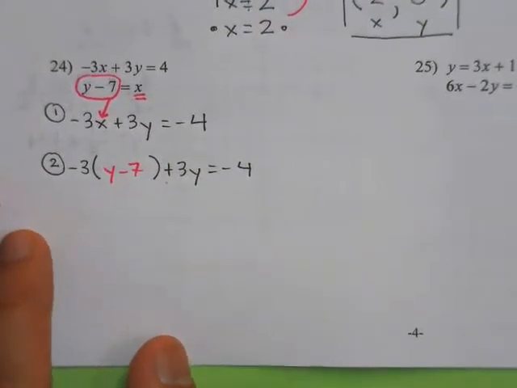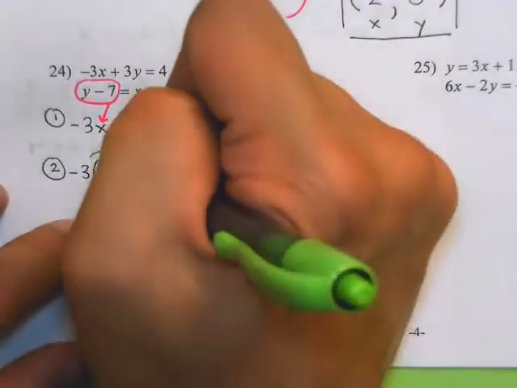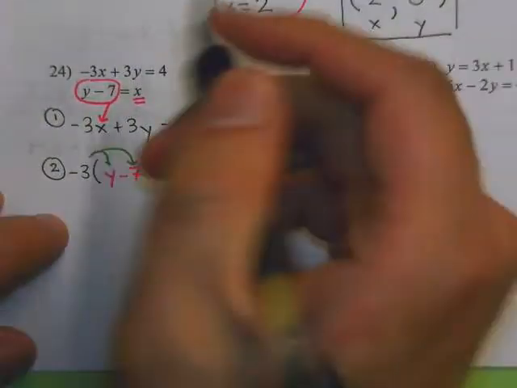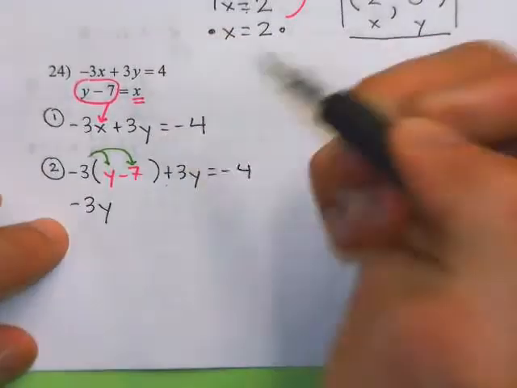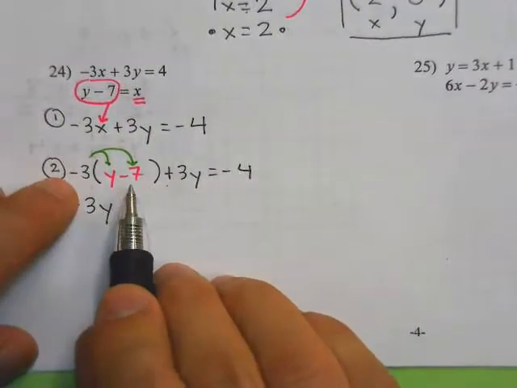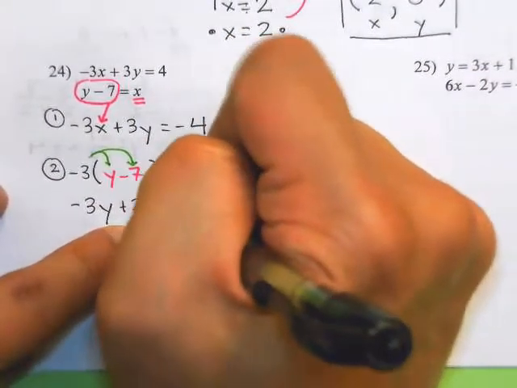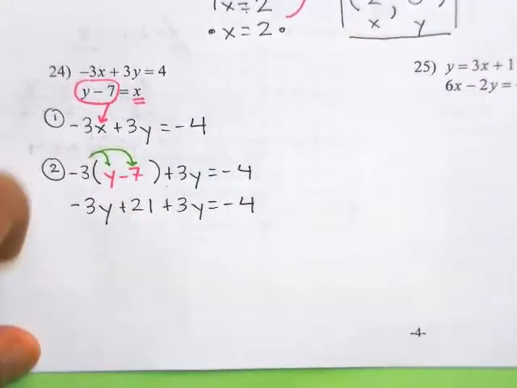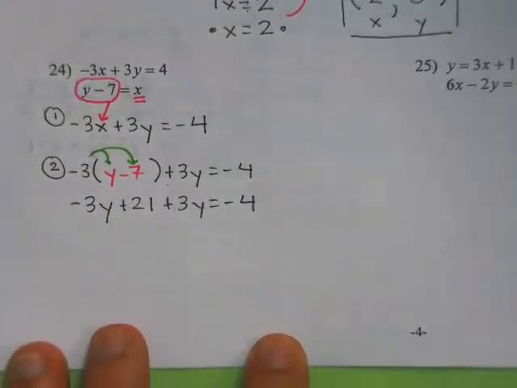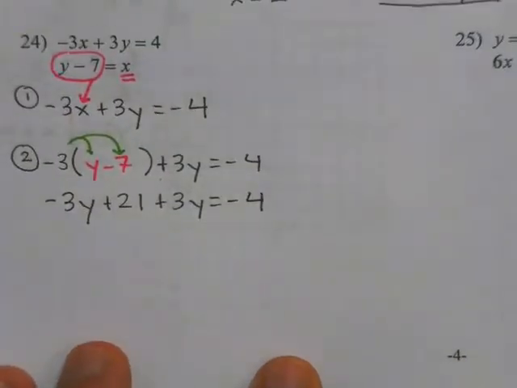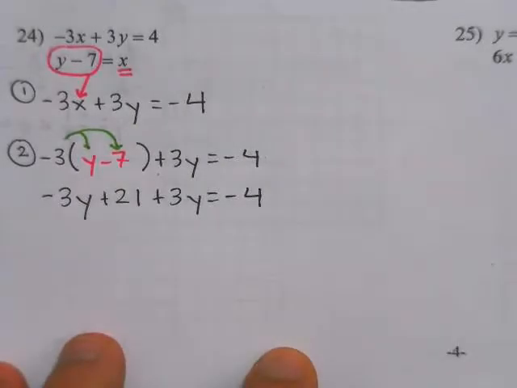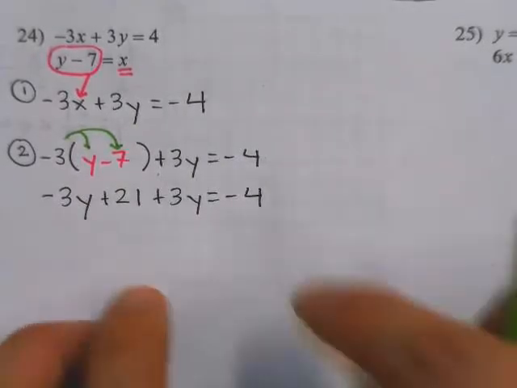Okay, nothing too new right now. We're still going to do the same things as what we did. I'm going to distribute the negative 3. Negative 3y. Negative 3 times negative 7 is positive 21. Oh, okay. I see what is happening. We're now landing into the two special cases, and so this would be special case number 1.